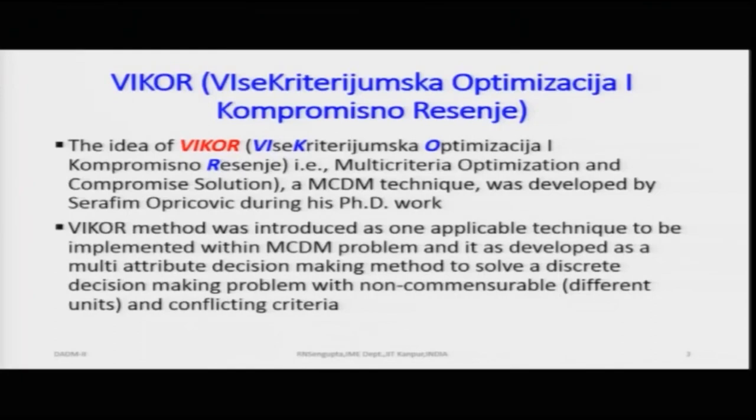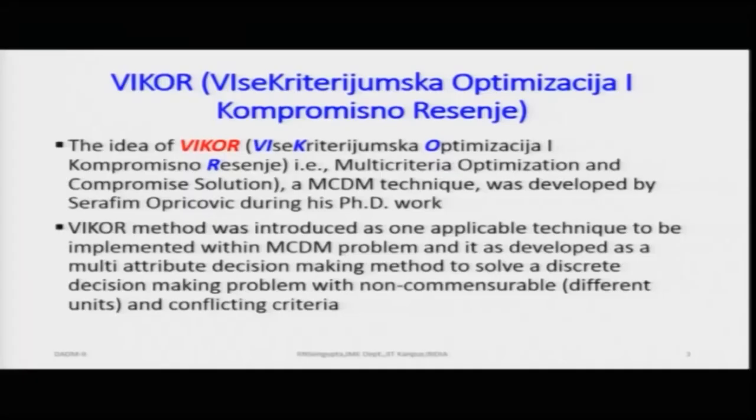As I said, it was part and parcel of the PhD work of one of the persons whose name is mentioned. So, the VIKOR method was introduced as one applicable technique which could be utilized within, there are different types of MCDM techniques. It can be optimization, non-parametric, parametric methods. So, it is one of those methods and it is developed as a multi-attribute decision method. So, here characteristics are important rather than variability.